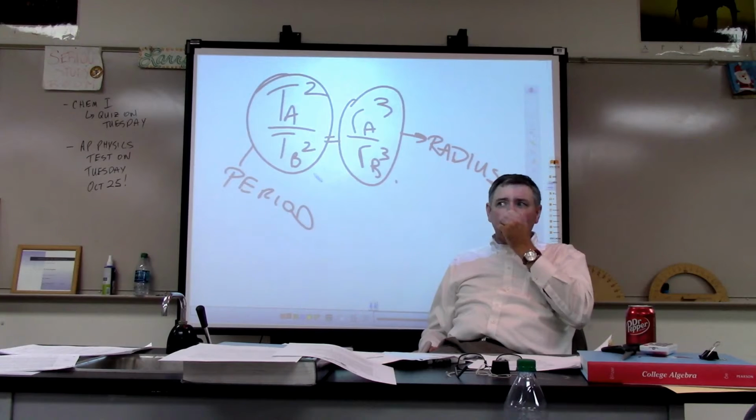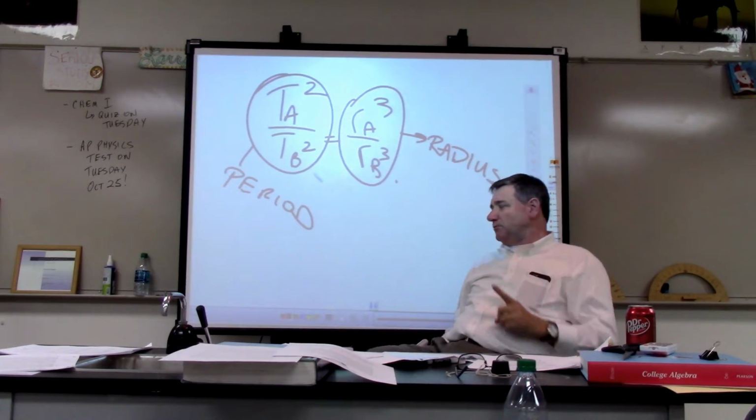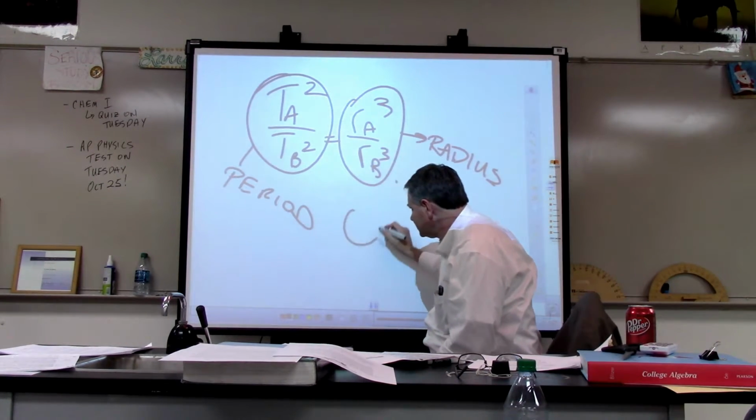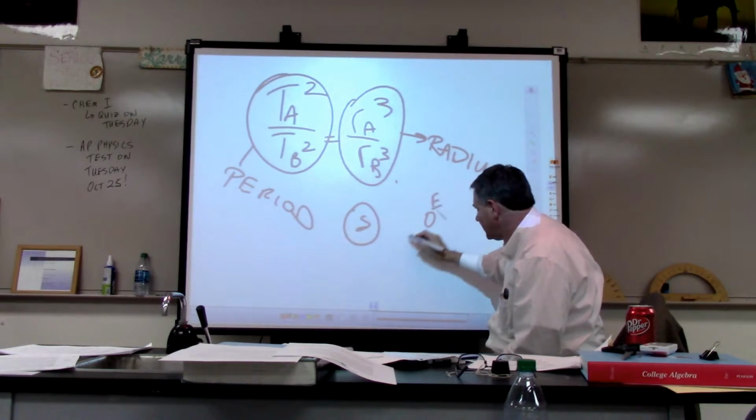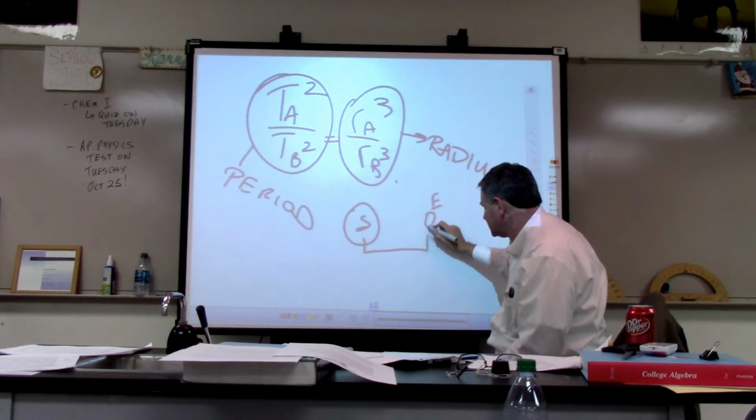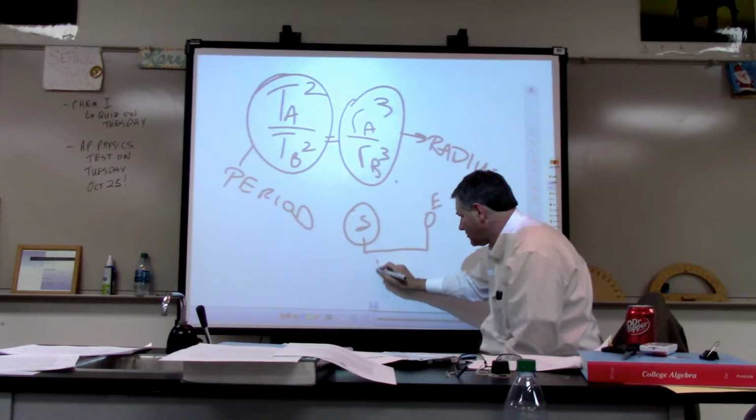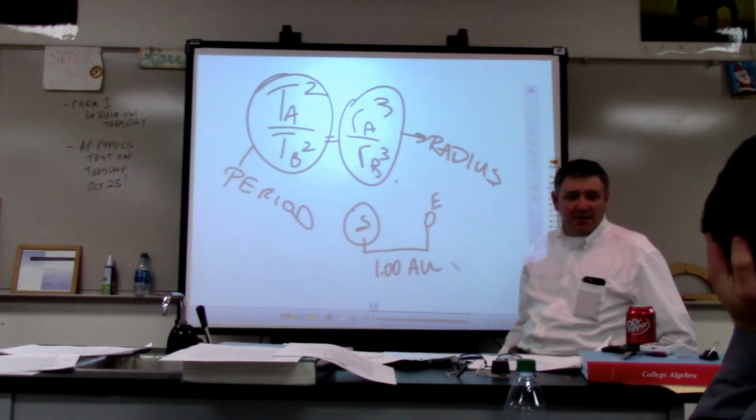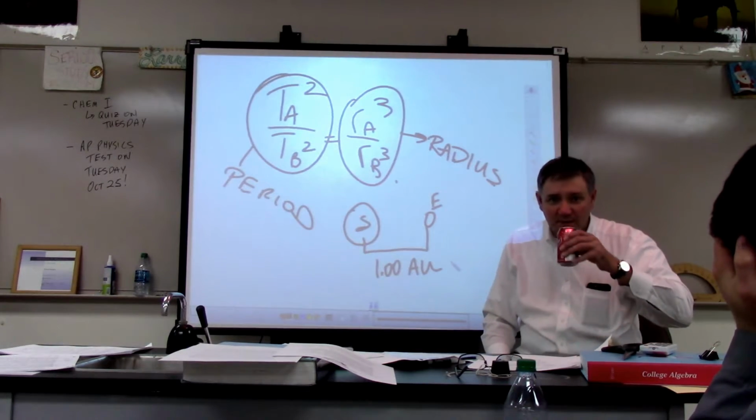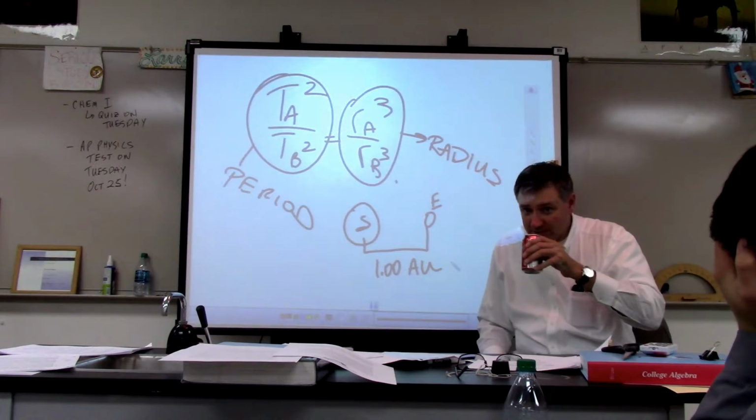So he says, okay, I like the number 1. So what he did, he said, okay, here's the sun, here's the Earth, and he let this distance from the sun to the Earth be 1 AU. Anybody know what AU stands for? Astronomical unit. Okay?